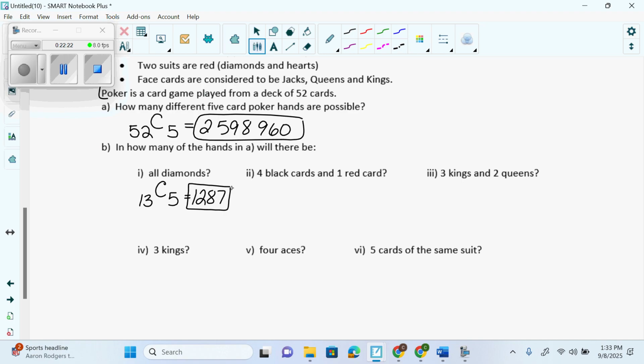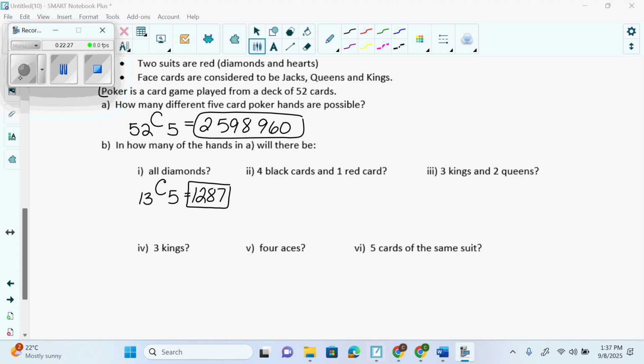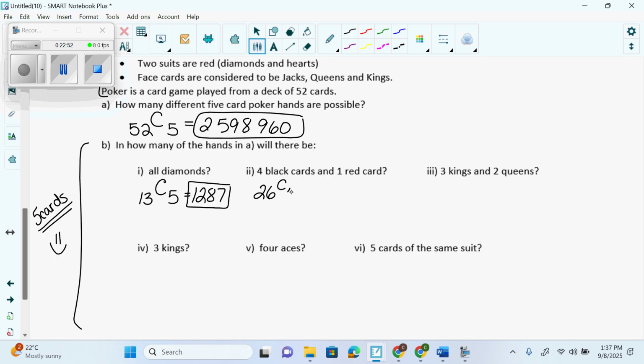I want you guys to try 2, 3, 4, and 5. Go. So we know, and this is what I always do to help myself, I know I need 5 cards. Every time I make choices, I need 5 happy cards. So the first one, all diamonds, I chose 5 cards. The second one, 4 black cards and 1 red card. How many cards is that? 5, so that's a good thing. So black cards, half the deck, 26C4 and 26C1. You guys can figure the answer to that, that's fine.